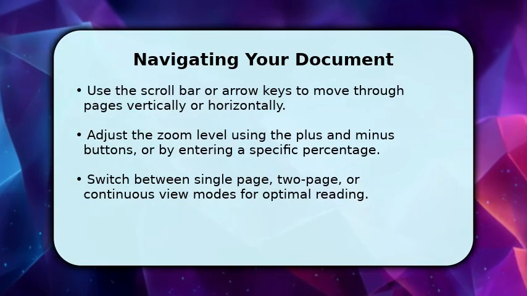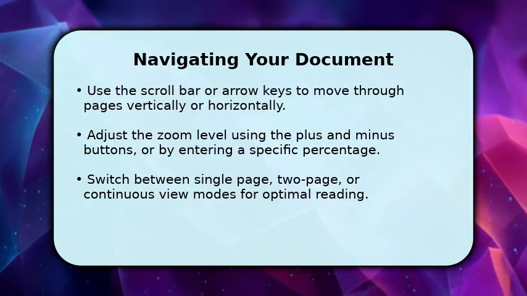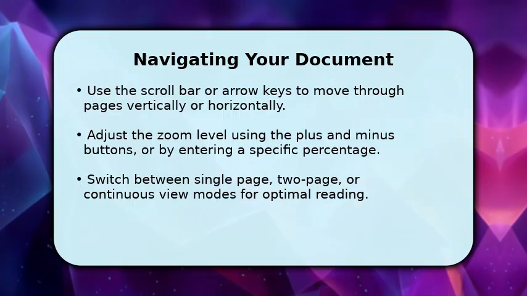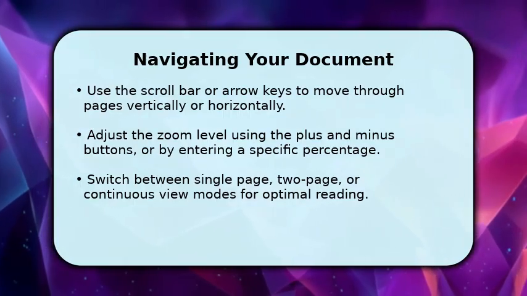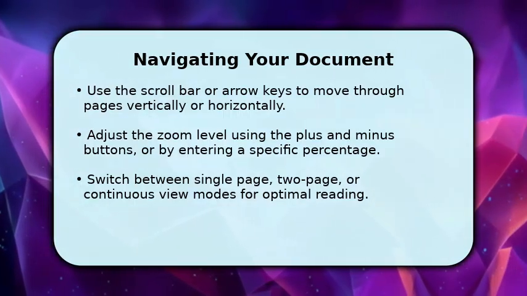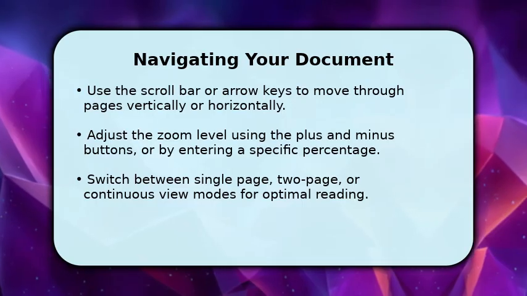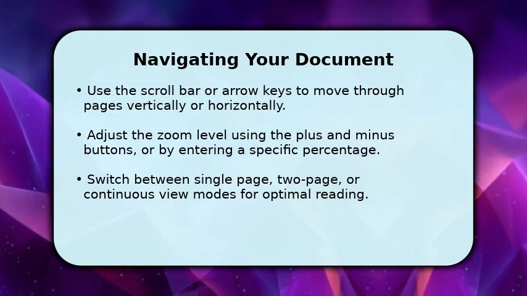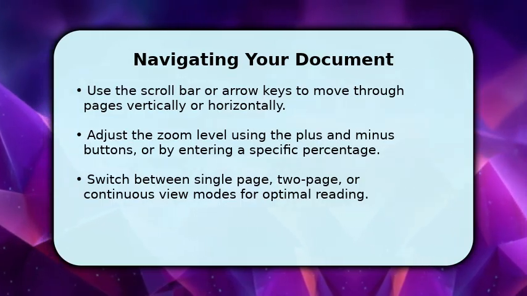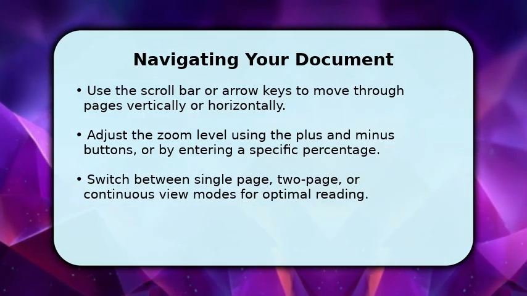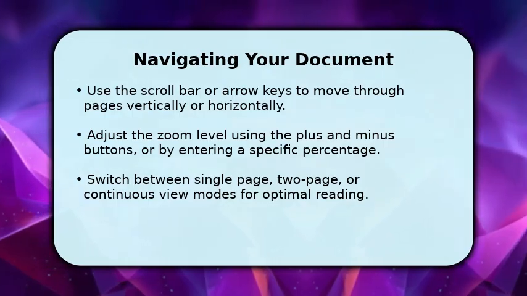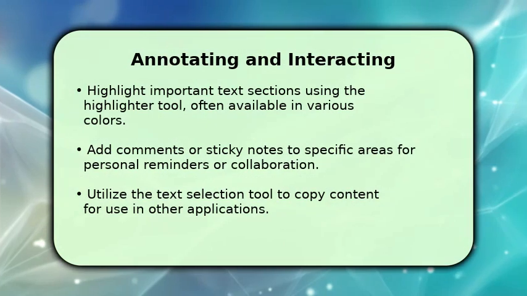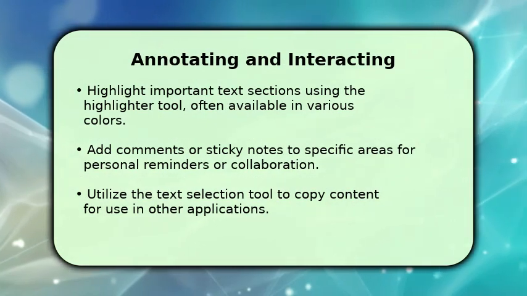Navigating through your PDF is straightforward. You can easily scroll using your mouse or keyboard arrow keys to move up and down or side to side. To get a closer look, adjust the zoom level. Many viewers offer options from 50% to 400% or even fit to width. Experiment with different page view modes, such as single page or continuous scroll, to find what works best for your reading style.